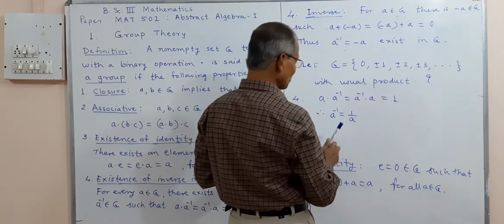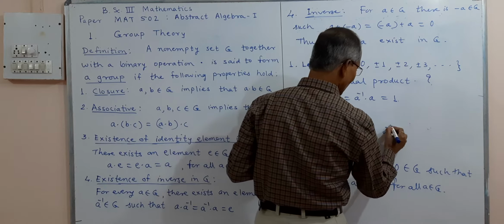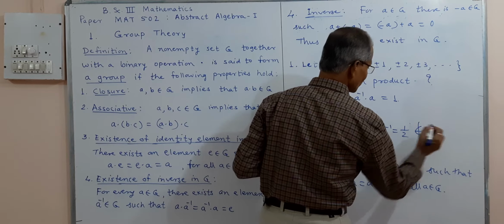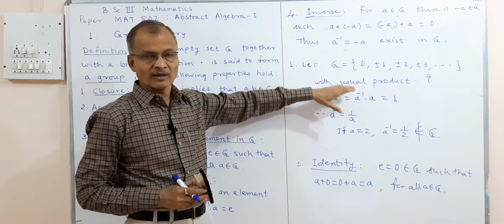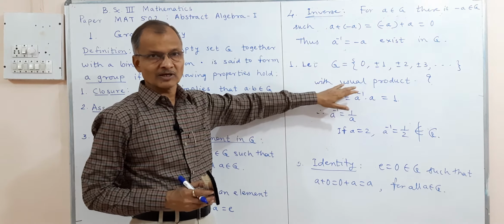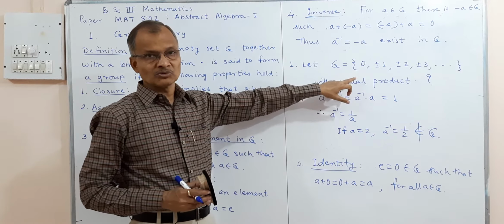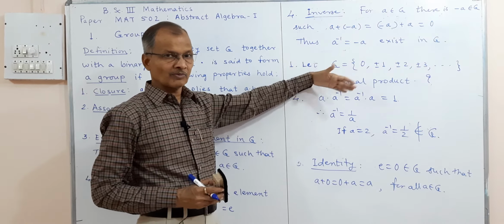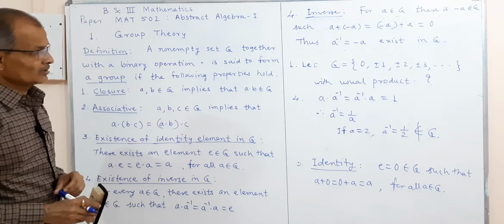But if A is 2, what is A inverse? A inverse is 1 by 2, and 1 by 2 does not belong to G. So therefore, this will not be a group under usual multiplication, but it forms a group under usual addition. So we have to understand that if the operation changes, the group structure may also change.